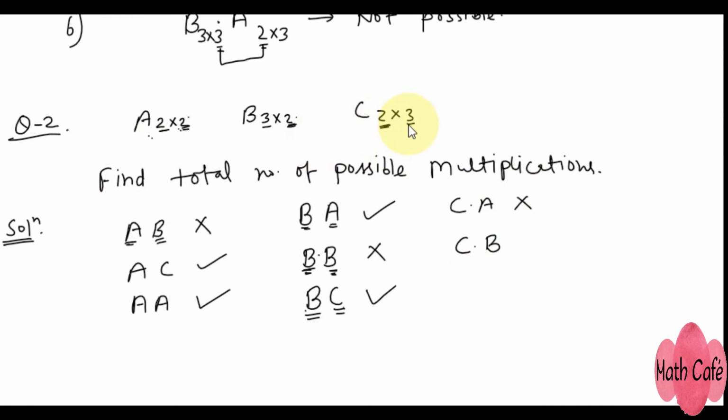So the number of columns in C is 3 and the number of rows in B is 3. So this multiplication is possible. We will see whether multiplication of C with C is possible or not. As you can see, the number of columns in matrix C is 3 and the number of rows in matrix C is 2. So C times C multiplication is not possible.